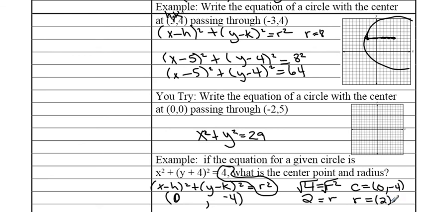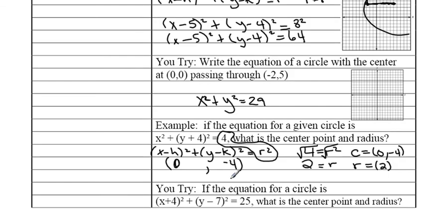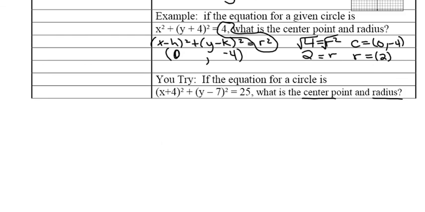Okay, so I'd like for you to try the last example on your own. If the equation of a circle is (x + 4)² + (y − 7)² = 25, what is the center point and the radius? Pause the video and see if you get the same answer as I do. Okay, and we should have gotten (−4, 7) for the center point and 5 for the radius. If that's not what you got, go ahead and raise your hand and we'll come on over and help you.